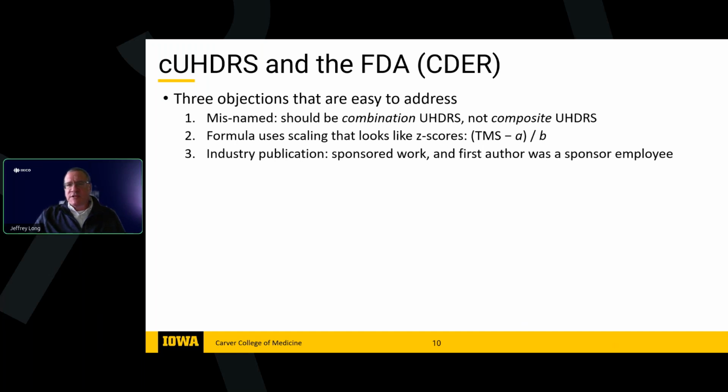The formula uses z-scores, so you can see there TMS. You subtract out A, which is a mean, and divide by B, which is a standard deviation. And the FDA historically is not like this because you lose the meaning of the original metric when you use these scores. And finally, the original cUHDRS paper was an industry publication that was sponsored, and the first author was a sponsor employee. Next.